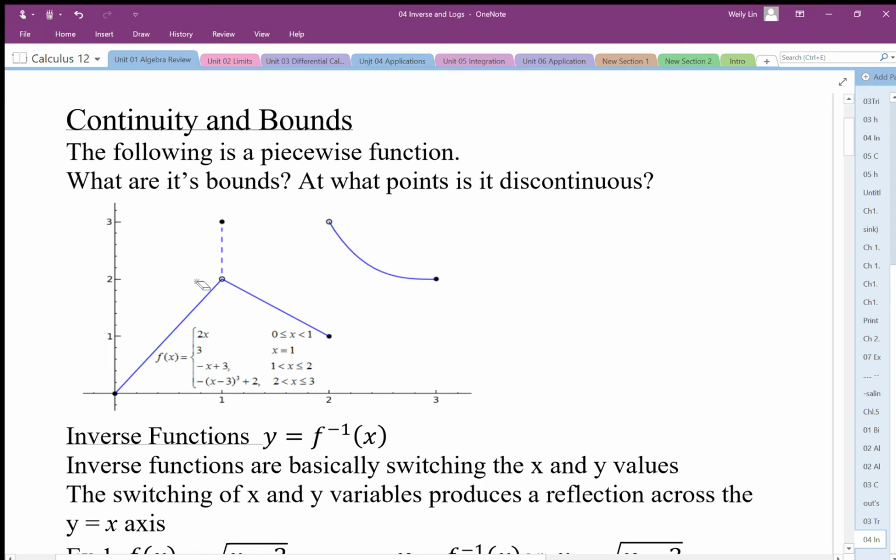In this case, this represents a point of discontinuity because at this point here, I have to lift my pencil. At this point here, again, there's a big jump, so I have to lift my pencil here. So when we talk about continuity and discontinuity, this is discontinuous at x equals 1 and x equals 2. Those are points of discontinuity.